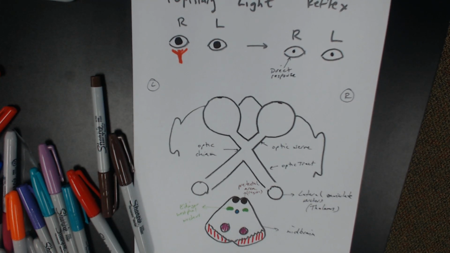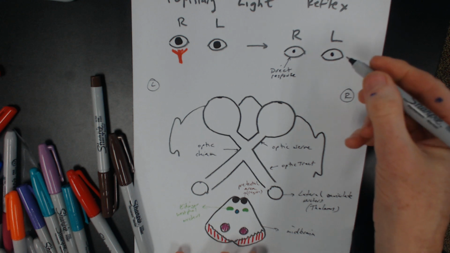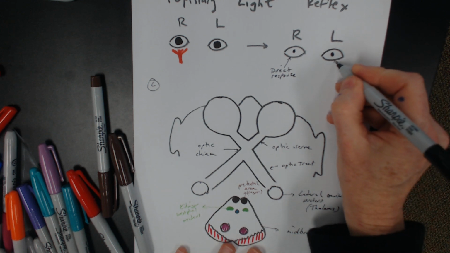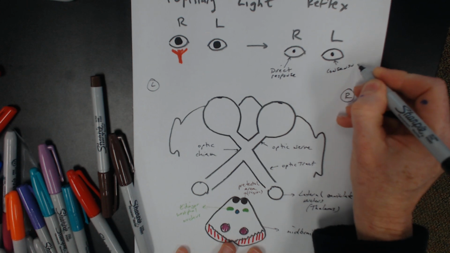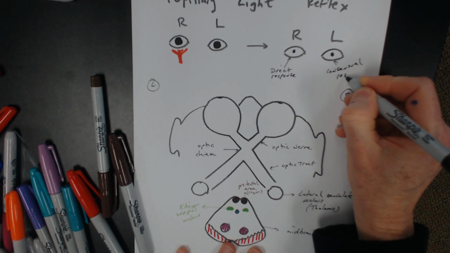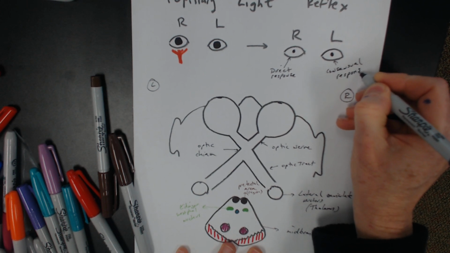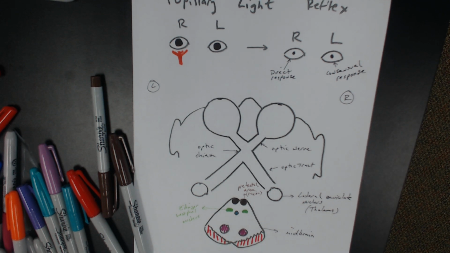Okay, but the left eye never saw the increased light, but it's still constricted. So this is called your consensual response. Okay, so direct response, that eye saw the flashlight, so you would expect that pupil to constrict. But in addition to right pupillary constriction, you also get left pupillary constriction, and that's called your consensual response.